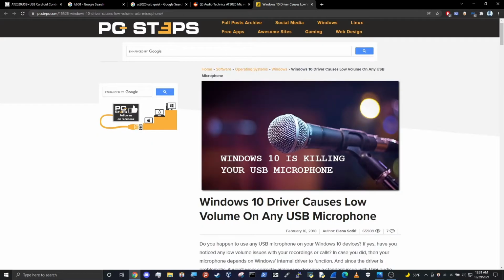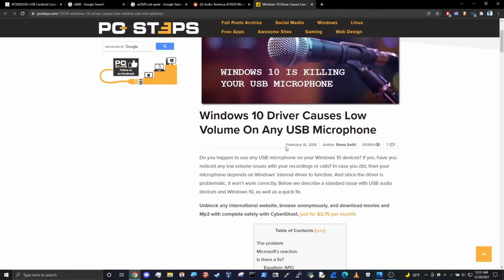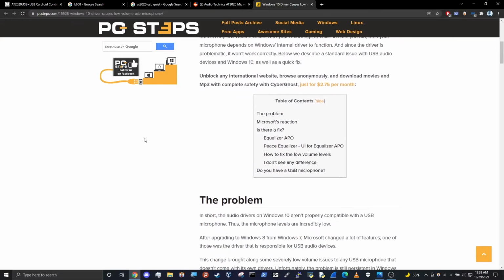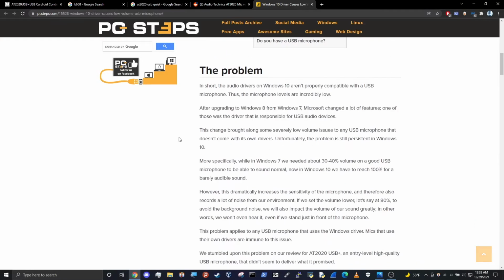And I found out that it is a Windows 10 driver issue. This article was written over 3 years ago, almost 4 years ago at this point, and basically the problem really comes down to the actual audio driver that Windows 10 uses. And Microsoft has taken no steps to actually fix their USB microphone audio driver problem.